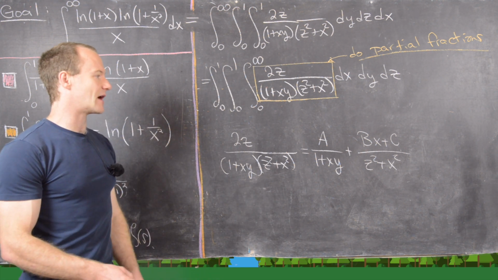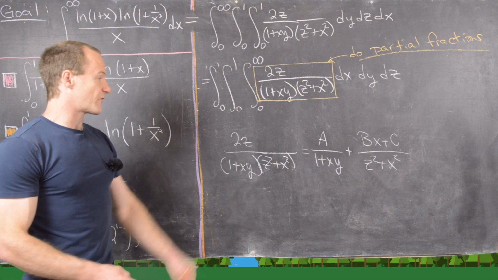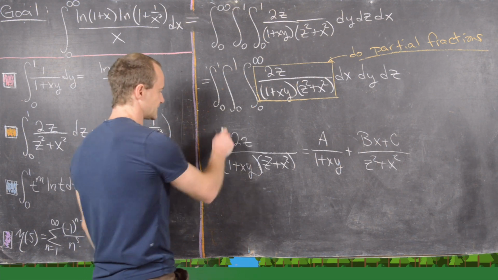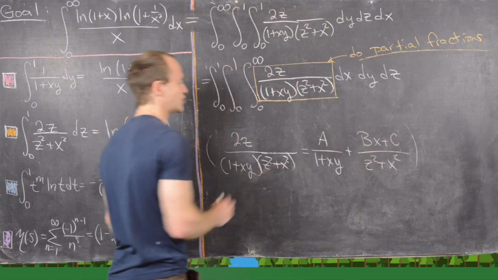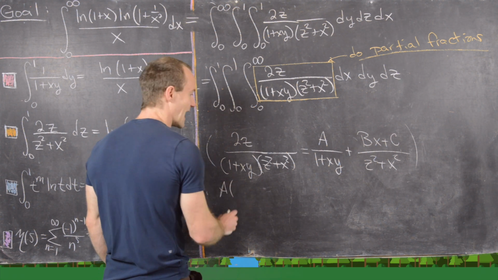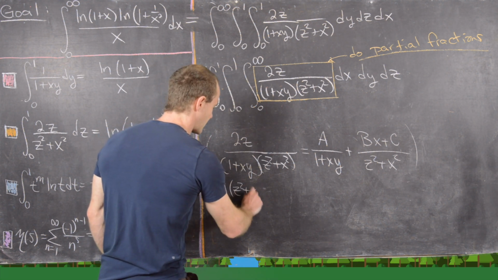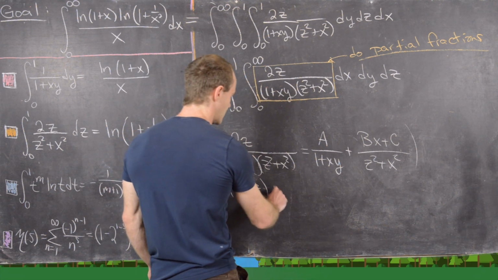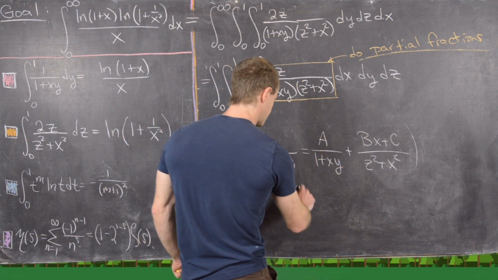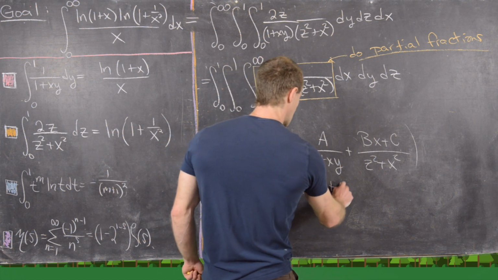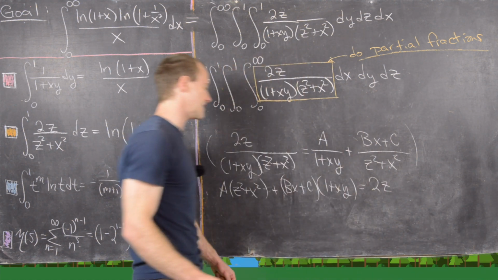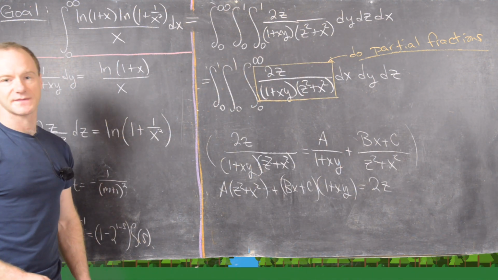Now what I'll do is I'll clear the fractions, and that will lead me towards some sort of equation that I can solve. So clearing the fractions, and then I'm going to change the left and the right hand side of this. We get the following. So we're going to get a times (z squared plus x squared) plus (bx plus c) times (1 plus xy) equals 2 times z. Okay, so we get something like that.